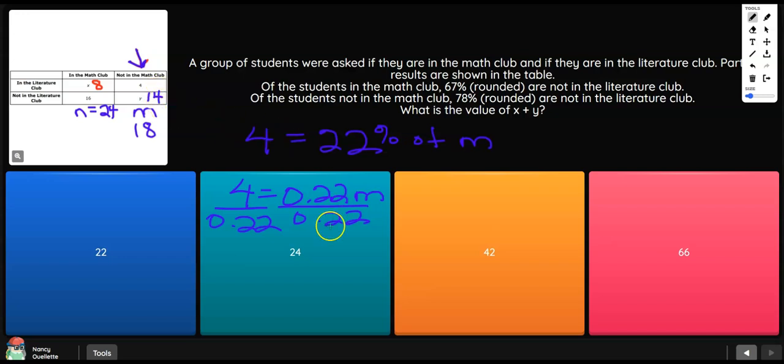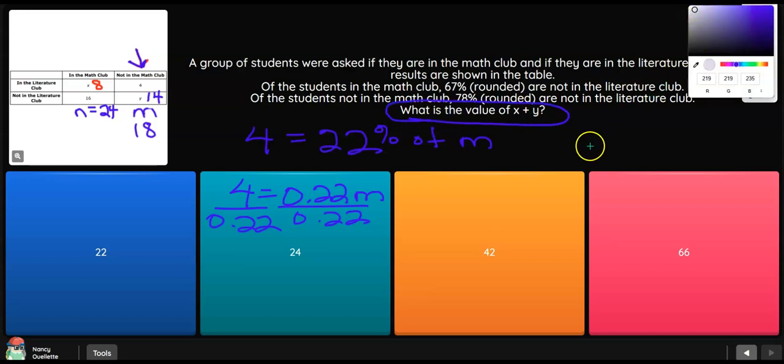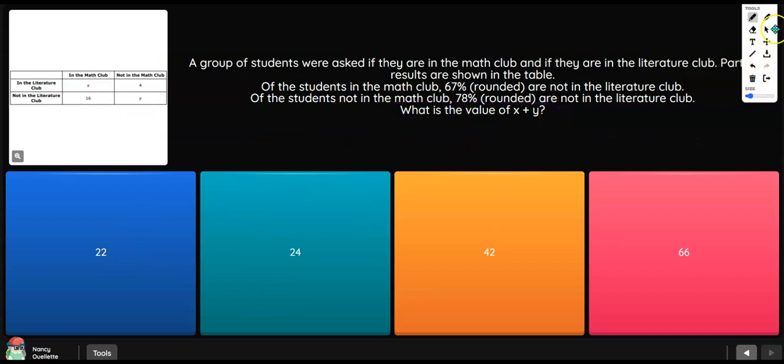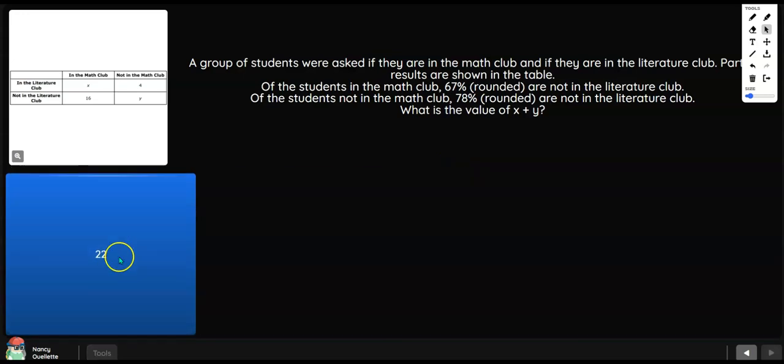This is a good problem. All right, so what do they want to know? What are they asking us? What is the value of X plus Y? All right, so if X equals 8 and Y equals 14, I just need to add those two together, and that would be 22. So our answer is right here, 22. That was a fun one.